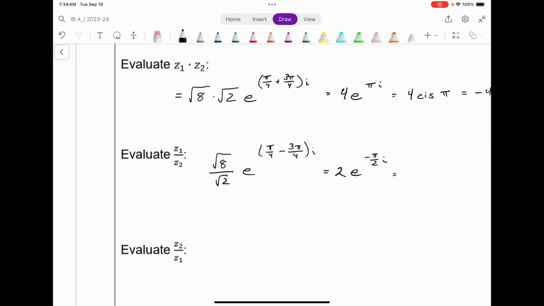Which, if you visualize that Argand diagram, that argument, you realize this is a purely imaginary number. It's just minus 2i.